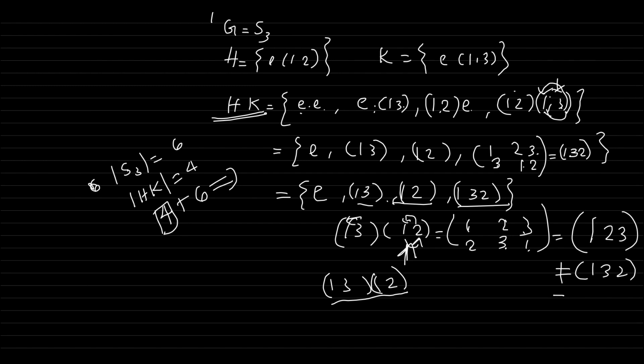And here the product 1 3 times 1 2 is equal to what? 1 2 3, and this does not belong to HK. Therefore HK is not a subgroup. From this example, we can say that the result is not applicable for two arbitrary subgroups.